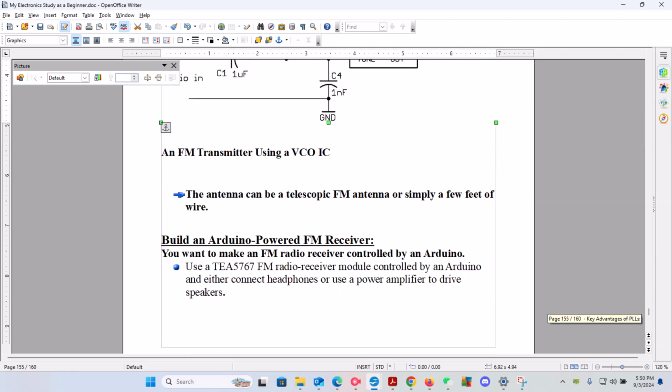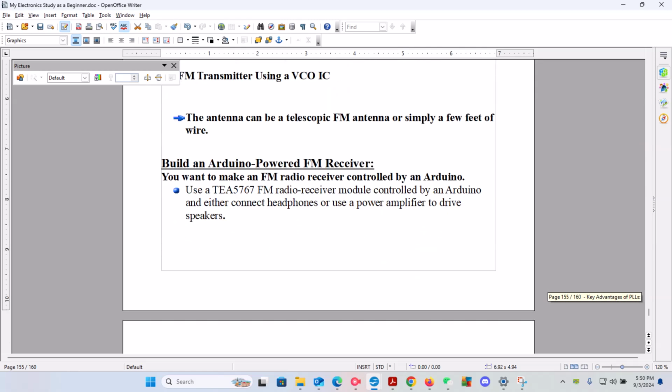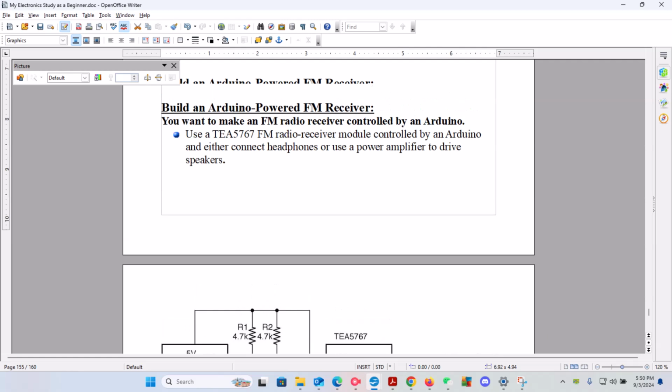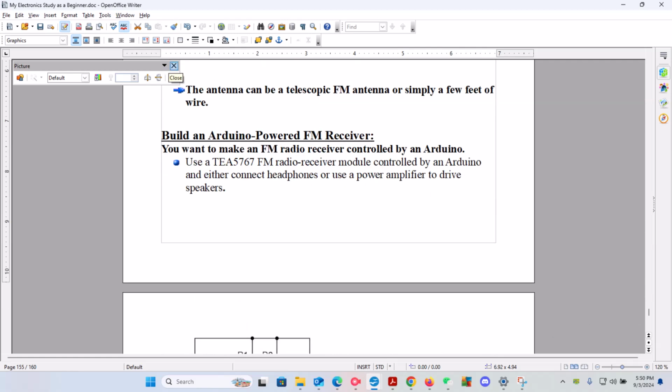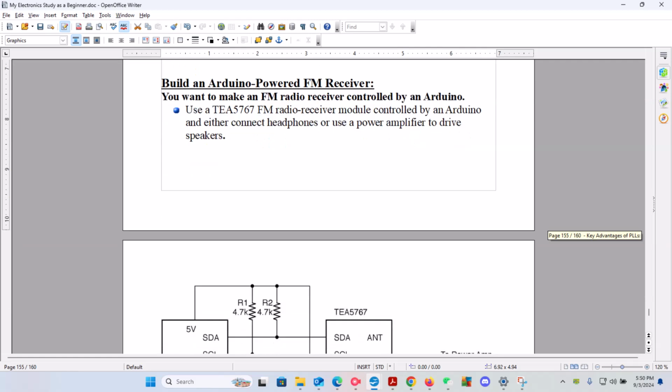Keep in mind that the antenna can be a telescopic FM antenna or simply just a few feet of wire. So it depends on what your needs are, depends on how you do it. I'm going to close this here. Now let's give you an example of what you can do with this.